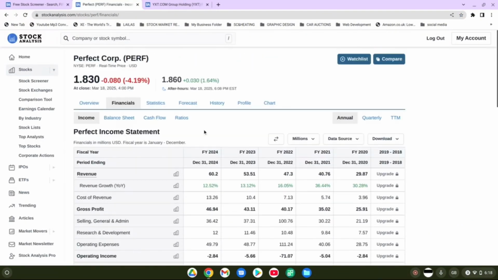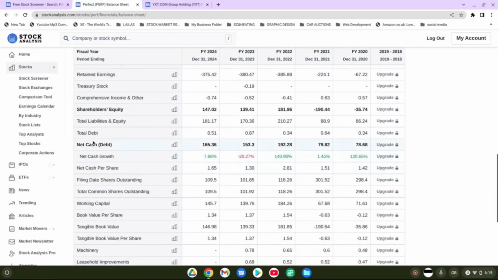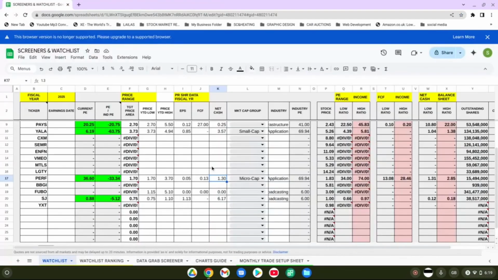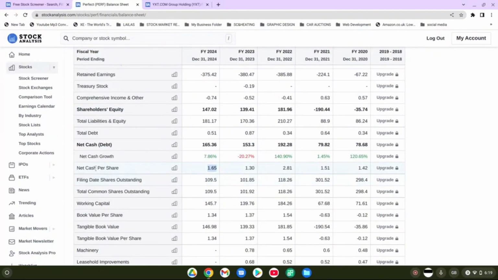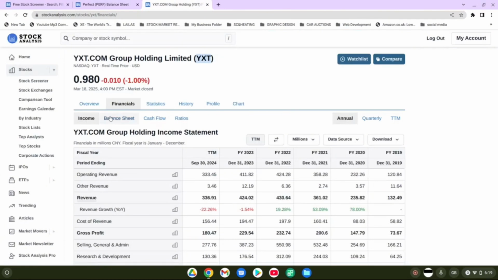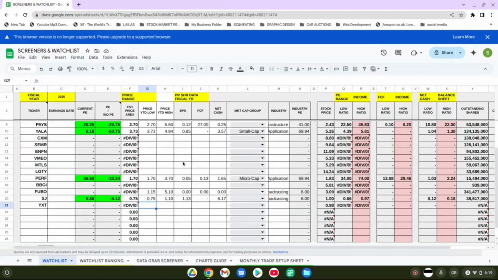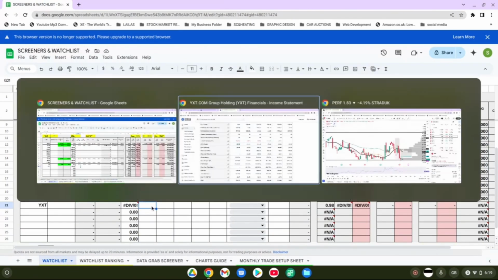Okay, I do believe he's going to want his net cash per share now, which should be on the balance sheet, or the income sheet I should say, I apologise. No, it is the balance sheet, I was correct. So currently net cash per share, $1.85. It's a micro cap stock in the software application industry. Currently, it's a lot lower than its average industry's price to earnings ratio, PE ratio.